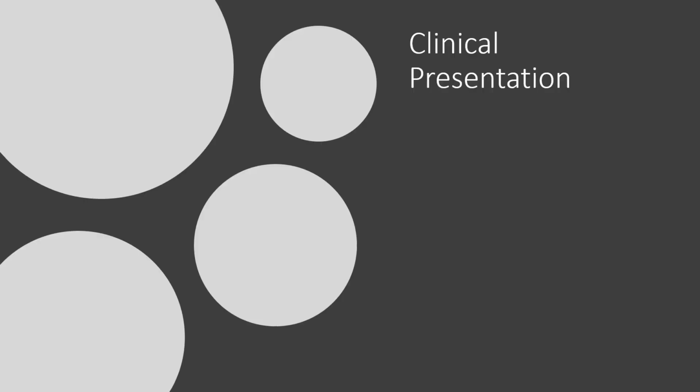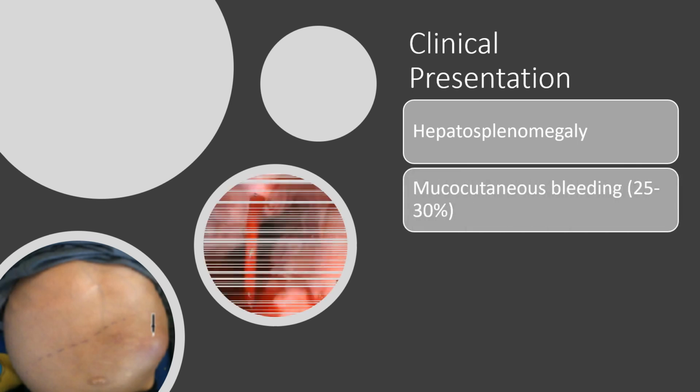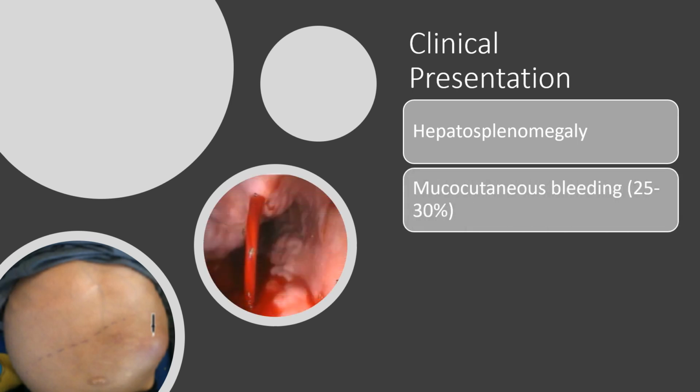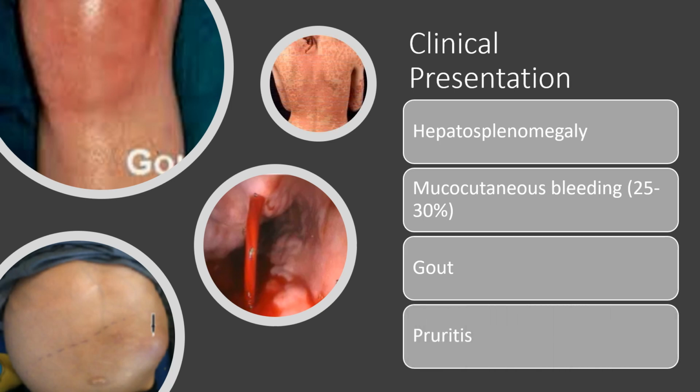For signs and symptoms of chronic neutrophilic leukemia, hepatosplenomegaly is the most common finding, but 25% to 30% of patients report bleeding from mucocutaneous sites like the gastrointestinal tract. Other symptoms would include gout from WBC turnover, and pruritus that may be associated with neutrophil infiltration of tissues.